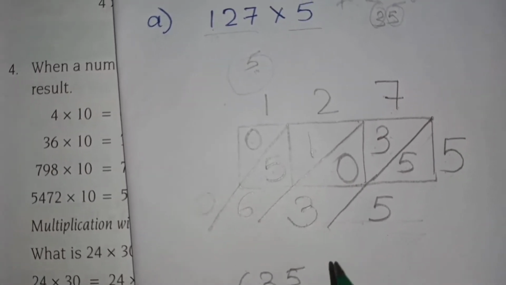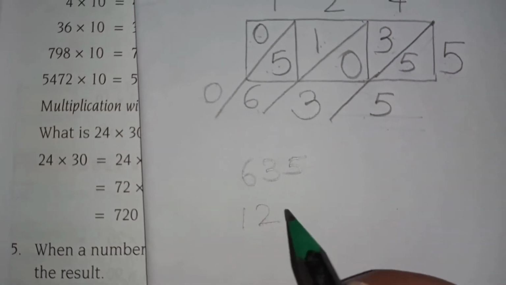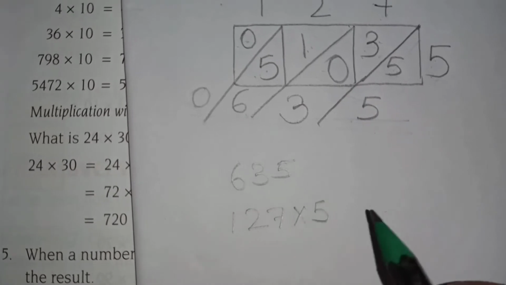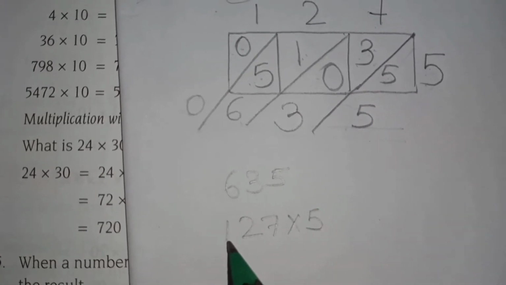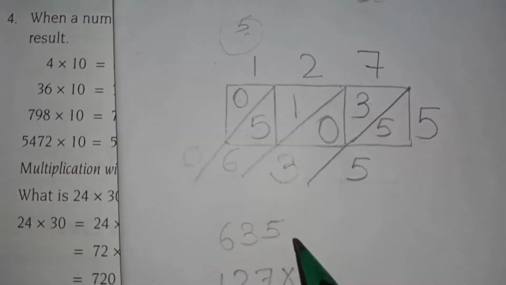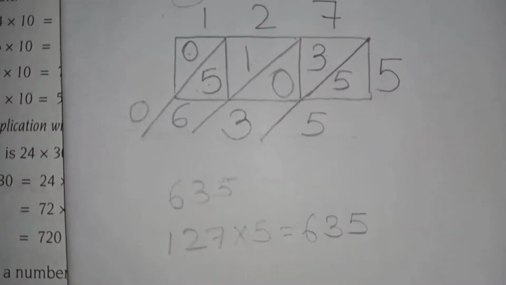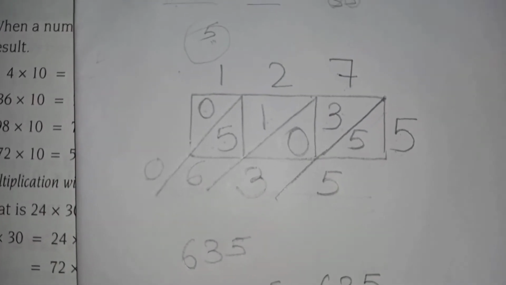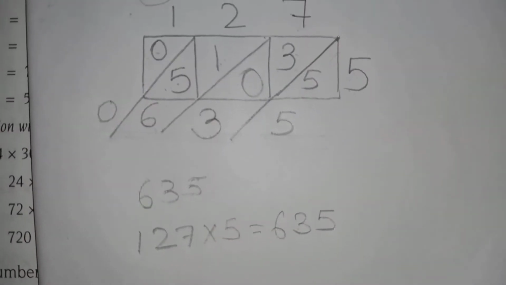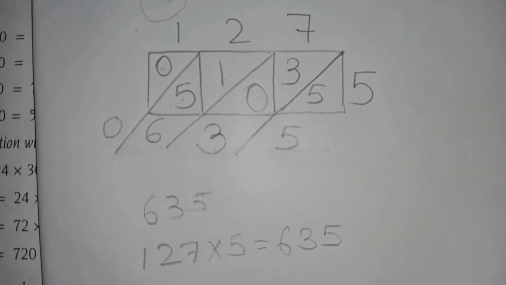635. So when we multiply 127 into 5 by using this lattice method, what is the answer? 635. Okay, so this is the lattice method. Let us do some more questions, you will understand it better.